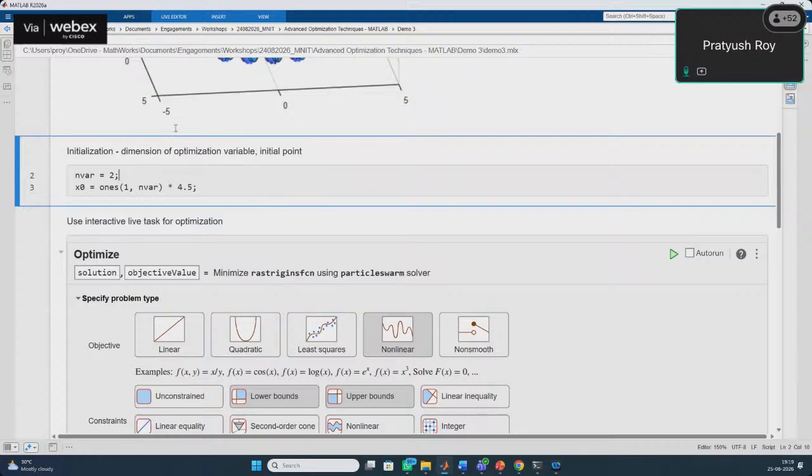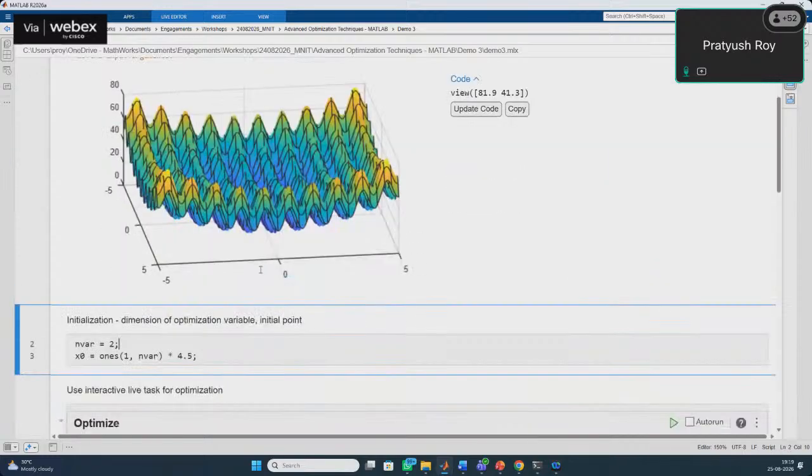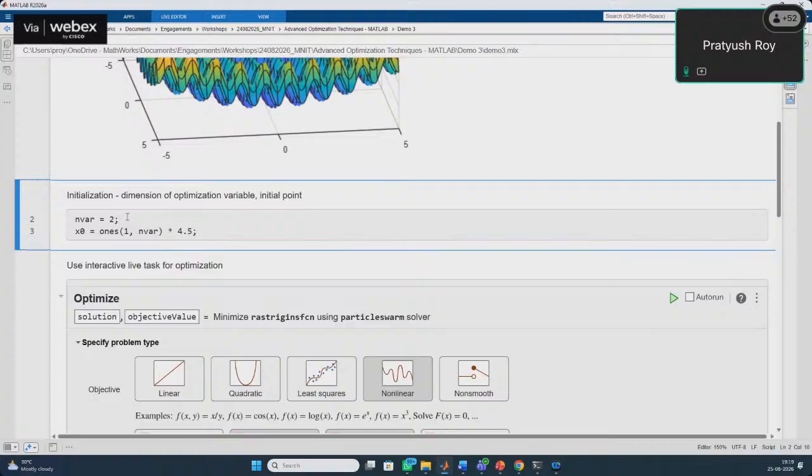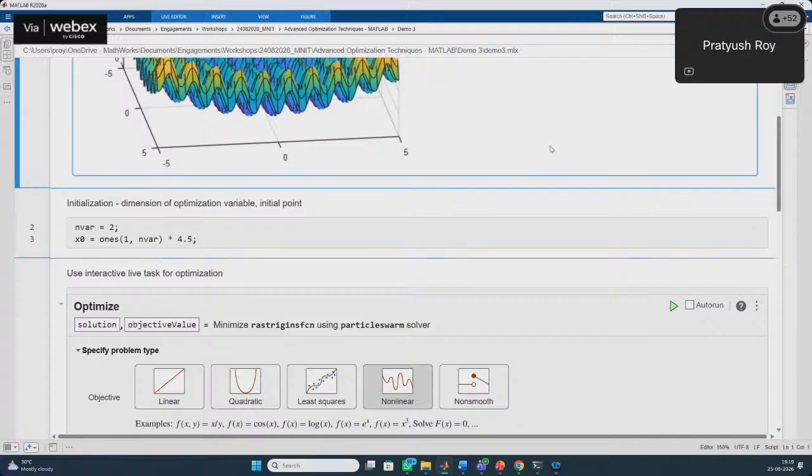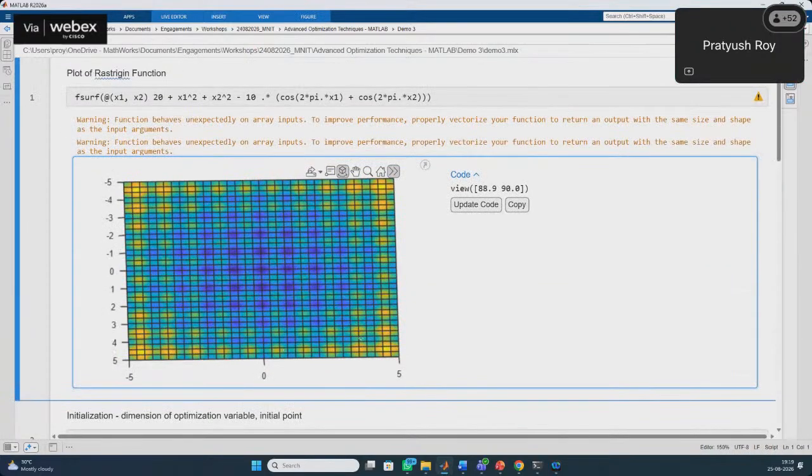Now that we have understood this particular graph, we are starting with an initial point. From there we will try to create multiple solutions and so on. So how many variables are there? There are two variables, and this is my initial point, which is 4.5 comma 4.5. Now in the plot itself, the point will be somewhere here, and we want to reach here. How do we reach there? Let's see.